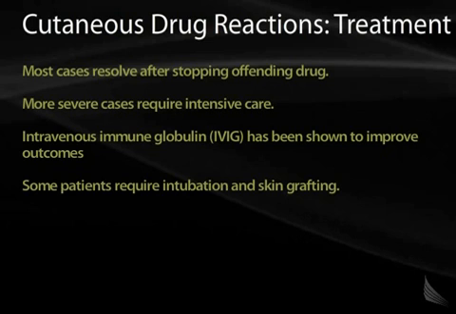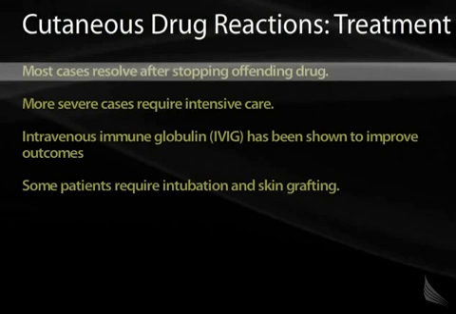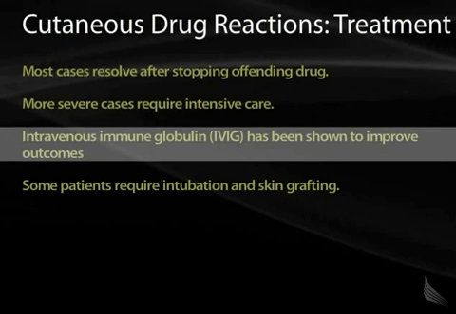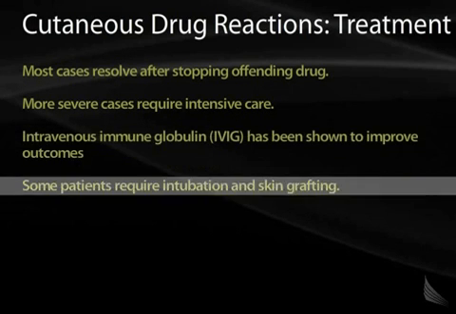The treatment for cutaneous drug reactions is always to stop the medications that are most likely causing the skin condition. Some severe cases of cutaneous drug reactions will require intensive care. IVIG, or intravenous immune globulins, have been shown to improve outcomes in patients that have these severe drug reactions. Some patients will also require intubation and skin grafting.